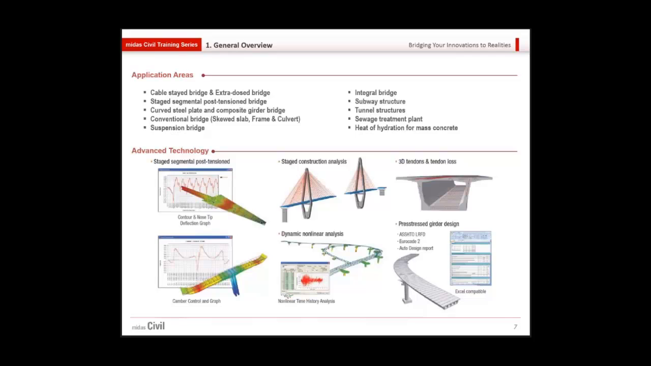When it comes to application area, it can handle from a simple bridge to any kind of complex bridge like cable stayed bridge, suspension bridge, integral bridge, subway bridge, or any kind of bridges. Civil can handle from simple static analysis to advanced analysis such as construction stage analysis, dynamic analysis, 3D tendon and tendon loss, pre-tension girder, dynamic nonlinear analysis. Civil also has wizards or templates for railways like rail track interaction, soil interaction, offshore.